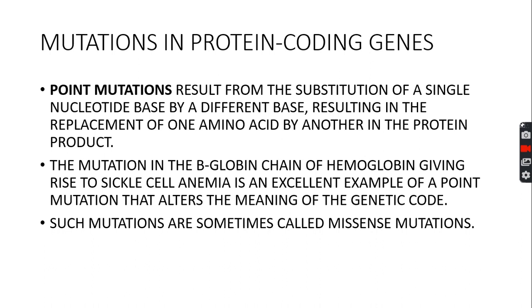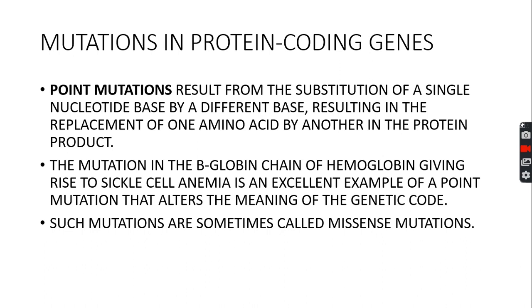So the mutations in protein coding genes can be divided into different types. So we have point mutations. Point mutations usually result from the substitution of a single nucleotide base by a different base, resulting in the replacement of one amino acid by another in the protein product. The mutation in the beta globin chain of hemoglobin, giving rise to sickle cell anemia, is an excellent example of a point mutation that alters the meaning of the genetic code. Such mutations are sometimes referred to as missense mutations.